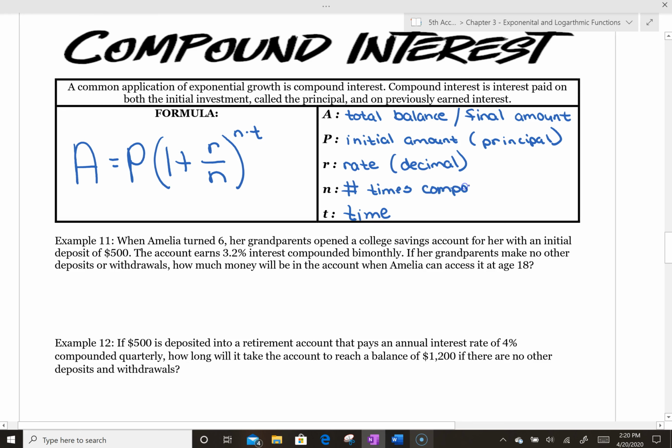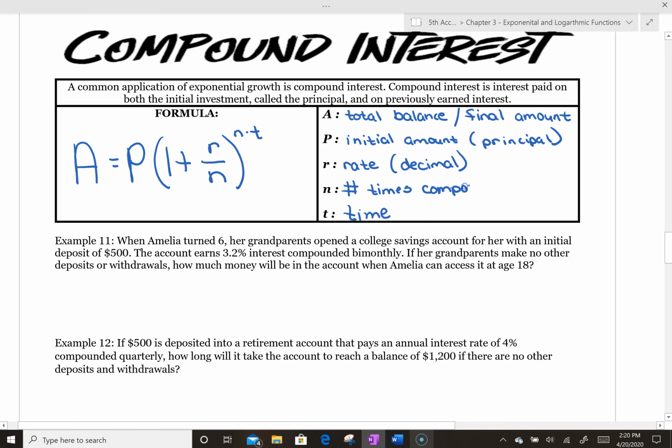Okay. So when Amelia turned 6, her grandparents opened a college savings account for her with an initial deposit of $500. So that would be our P. The account earns 3.2% interest. So that would be 0.032. So I'm going to have 1 plus 0.032.